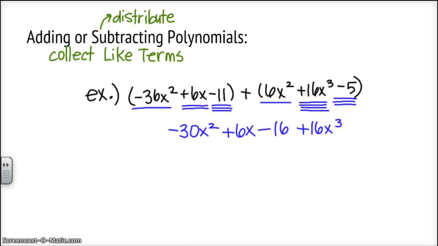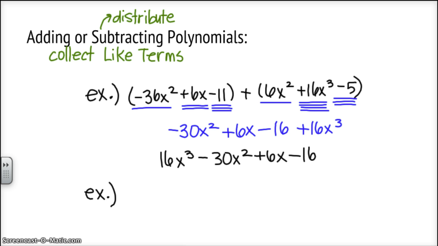So this is added. Now this is not written well, because we would normally write it in standard form, where our degree decreases. 3, 2, 1, blast off, right? Or 3, 2, 1, 0. This is a cubic polynomial. Let's take a quick second and talk about subtracting, and then I want you to try. Okay, so quick conversation about subtraction.